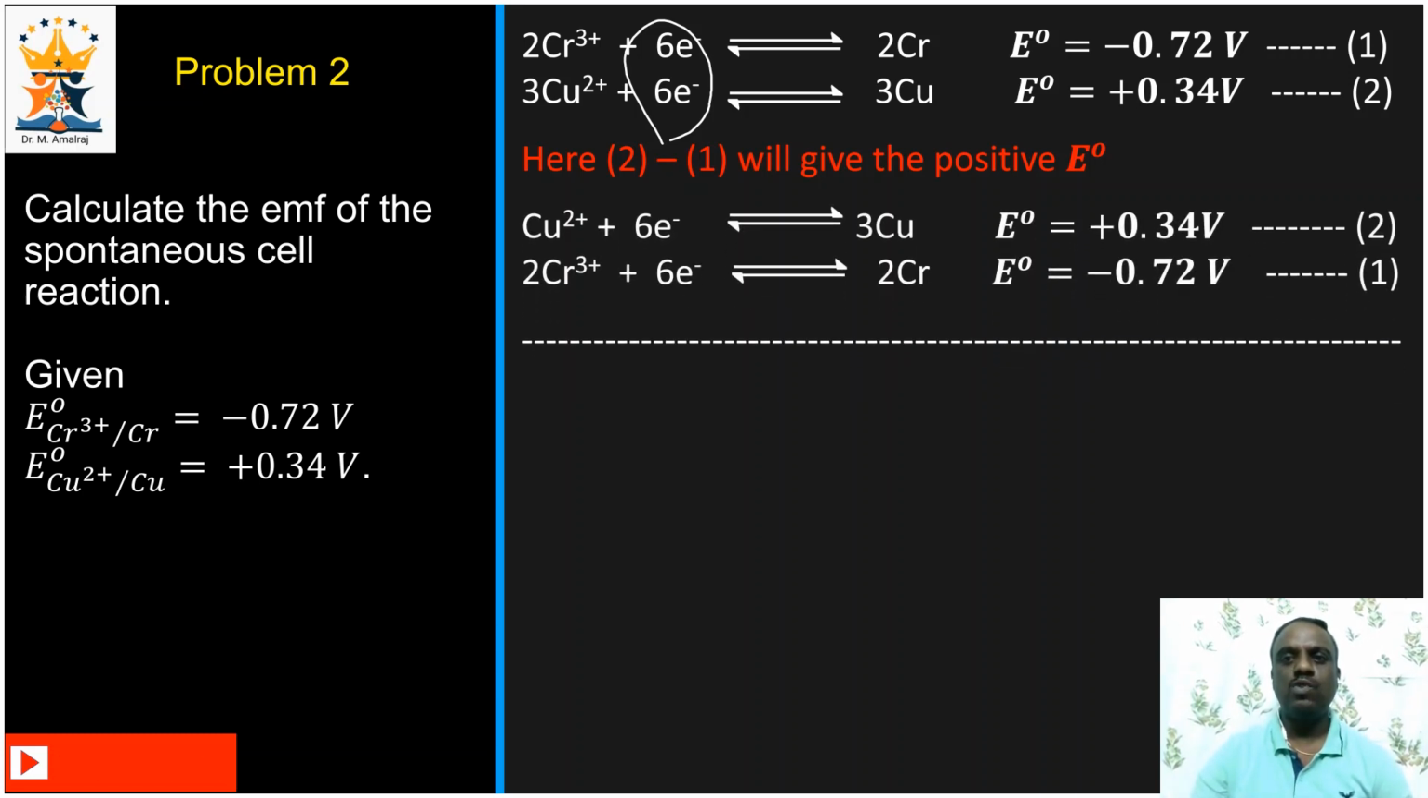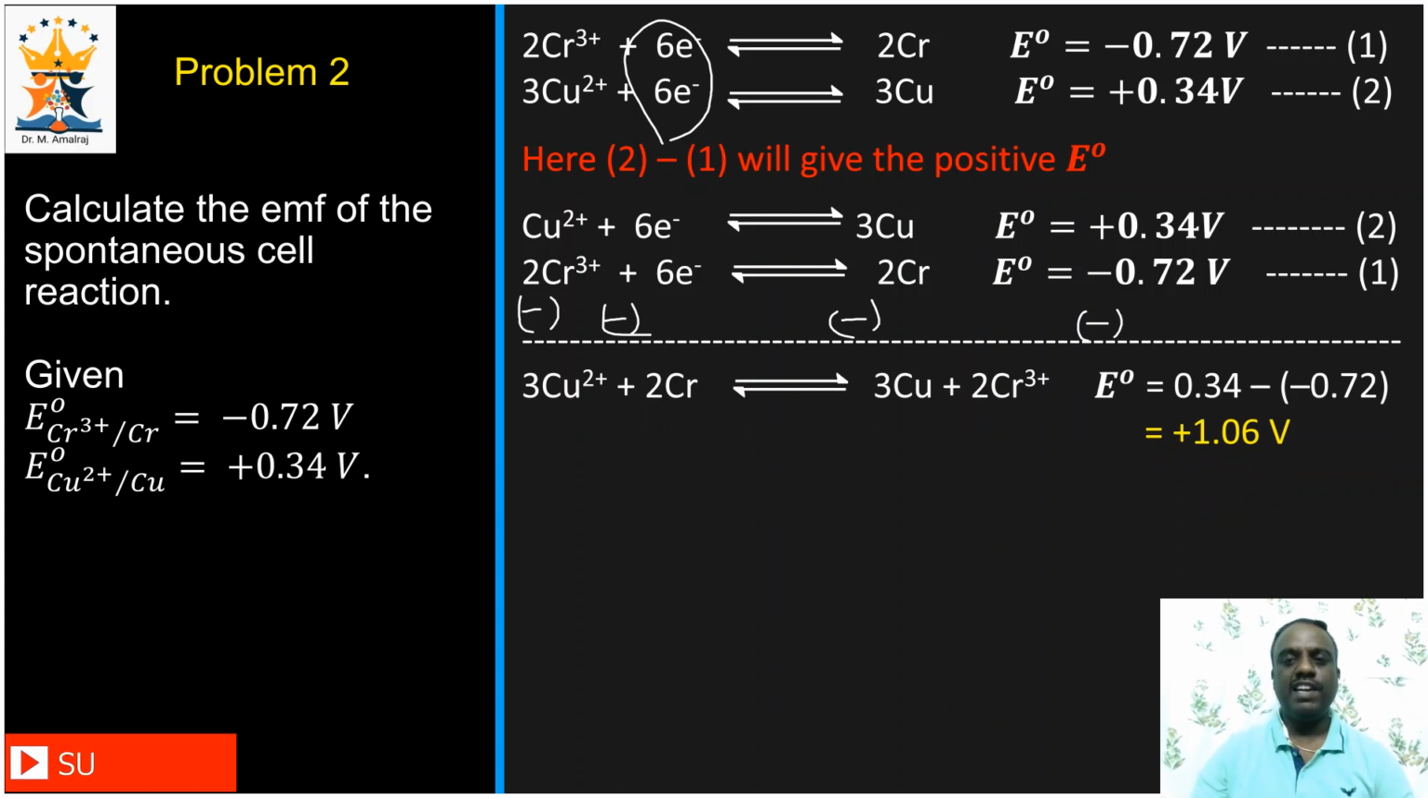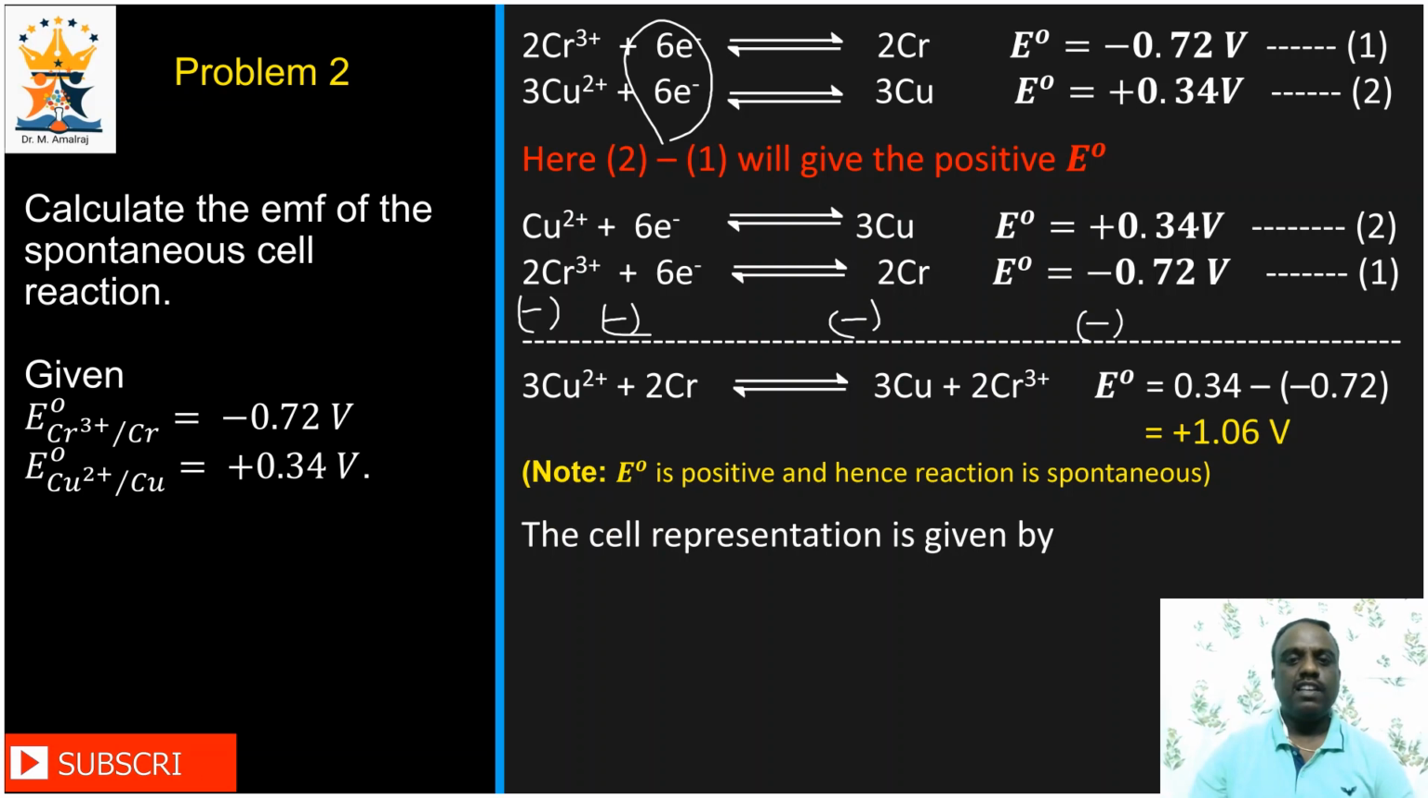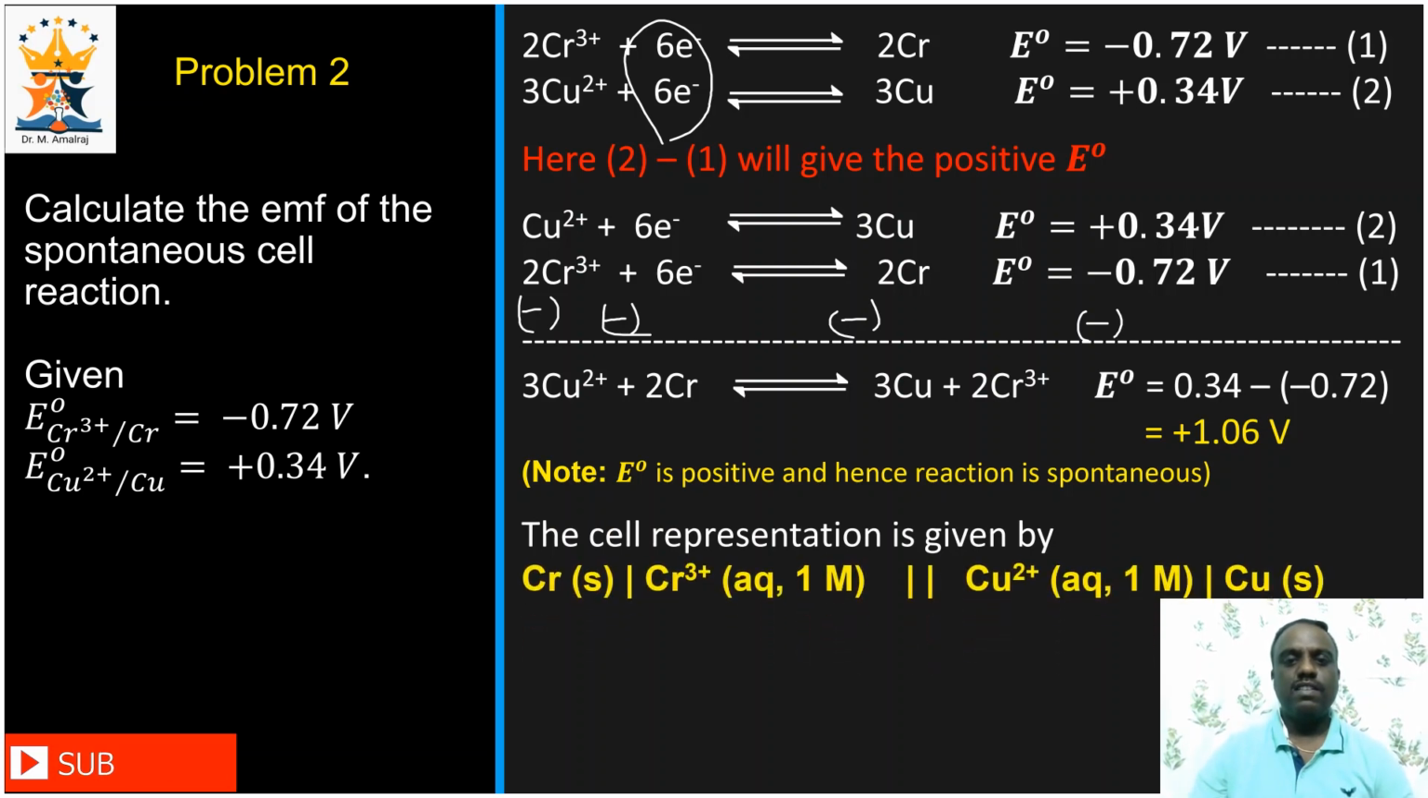So write down equation 2 followed by equation 1, and change the sign of equation 1. After solving this, we will end up with a positive E naught value. Since E naught is positive, delta G naught will be negative, and that is the spontaneous cell reaction. The cell representation is given by, see that in the cell representation, chromium to chromium 3 plus is in the oxidation half cell and copper 2 plus to copper is in the reduction half cell.